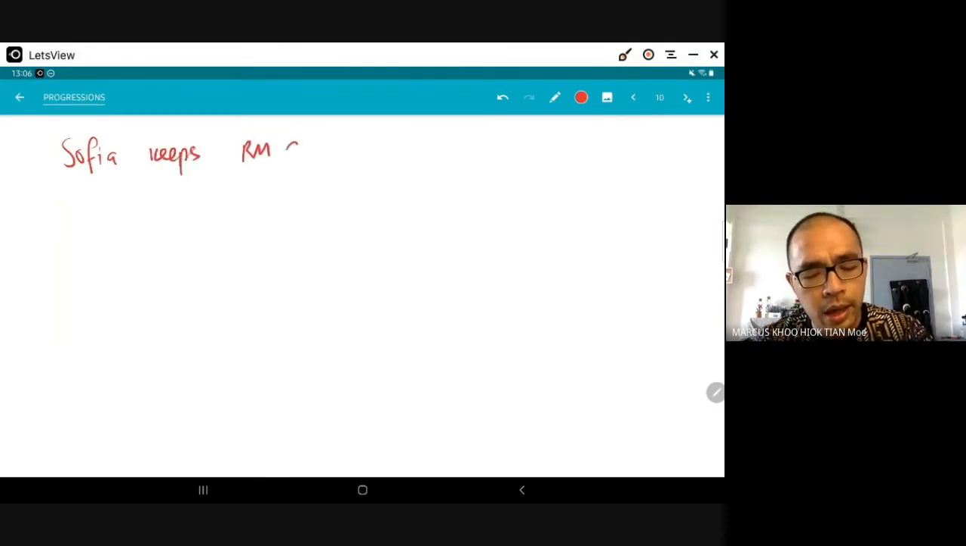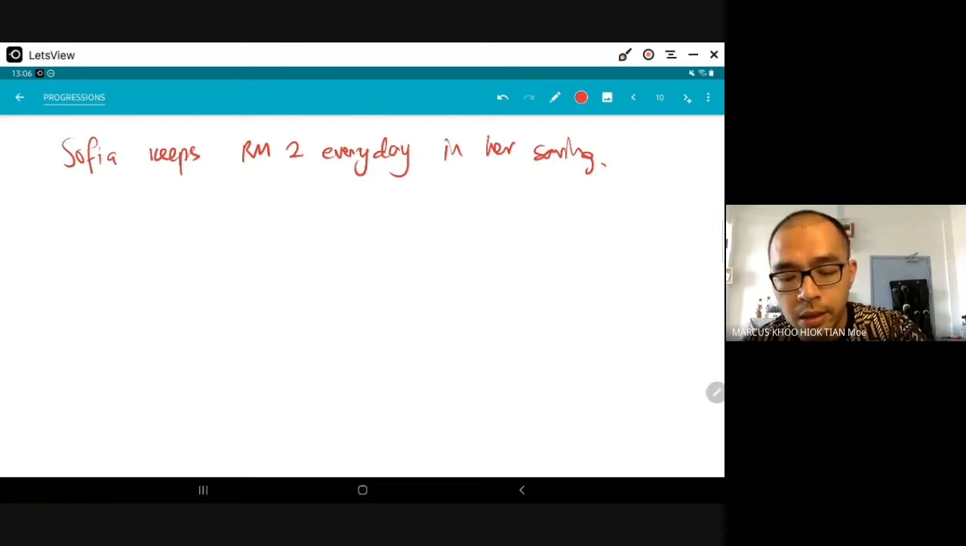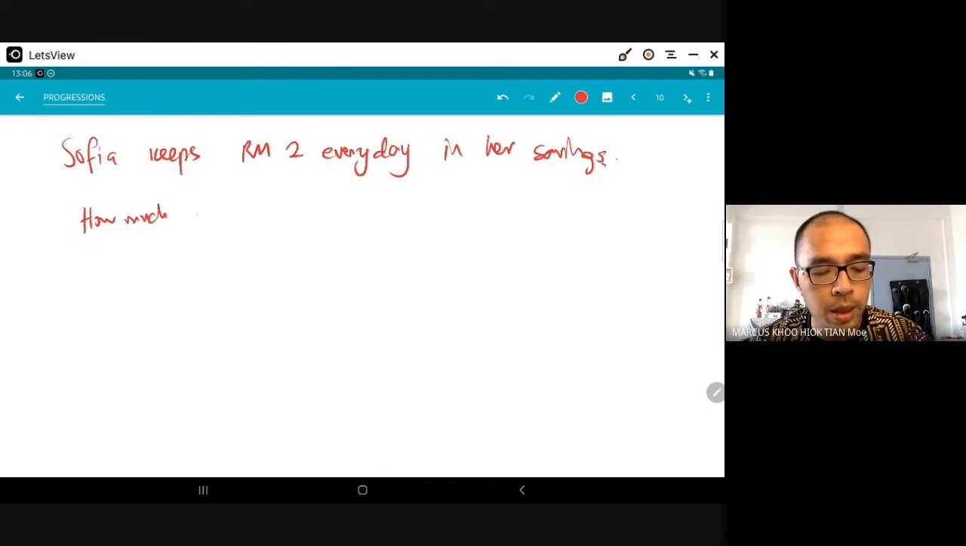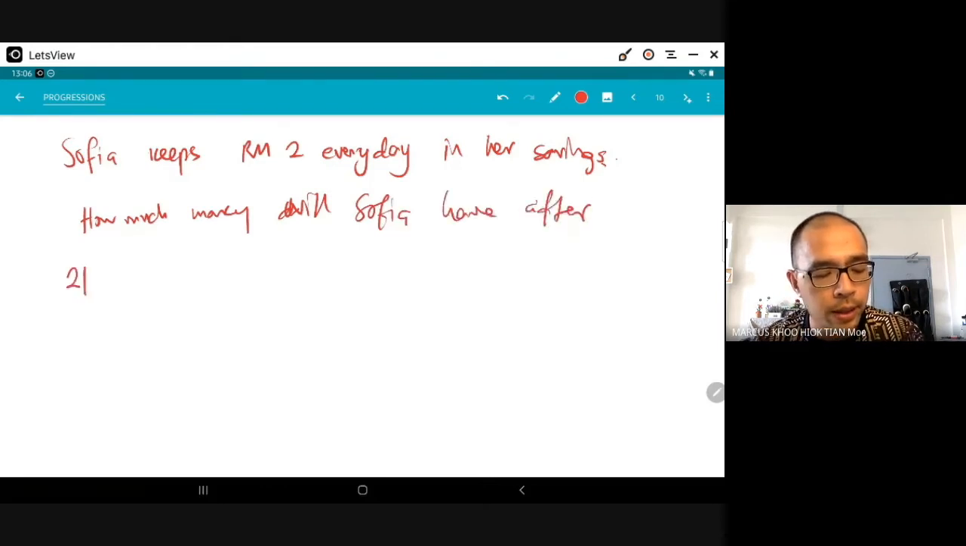RM2 every day in her savings. Kasi hari-hari lah Sophia dia kasih tambah in her savings. Dia kasih tambah RM2 lah setiap hari. So my question is, how much money will Sophia have after 210 days?